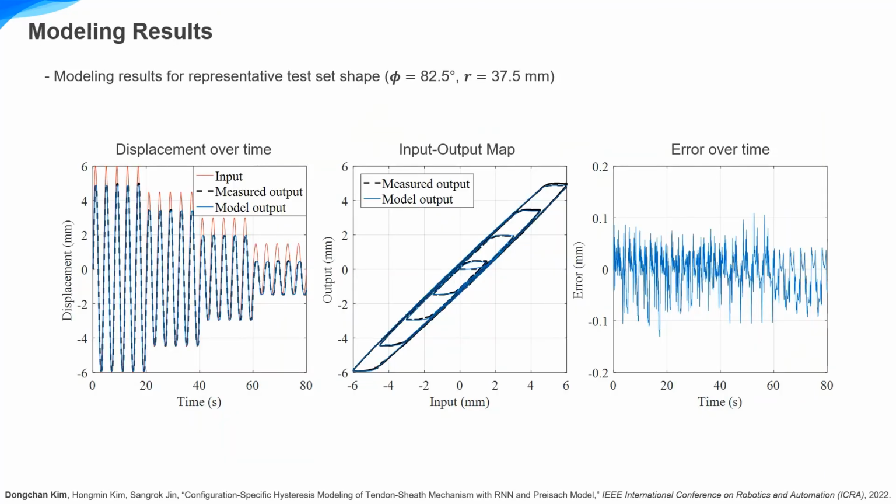For one of the test set shapes, the output of the learning model and the experimental data were compared. This shows that the learning model can be used for hysteresis modeling of the arbitrary single curve of the TSM.